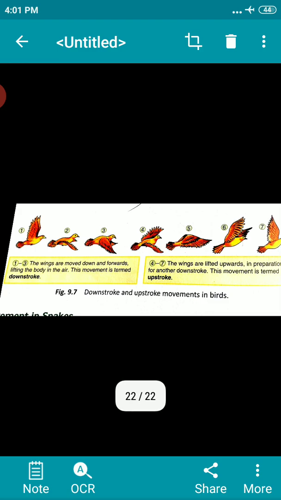So, we have seen how the human skeletal system is made up, what its functions are, what the parts of the human skeleton are, and then how the different animals move from one place to another. So you can read the textbook and find out the objectives and write them in the textbook.